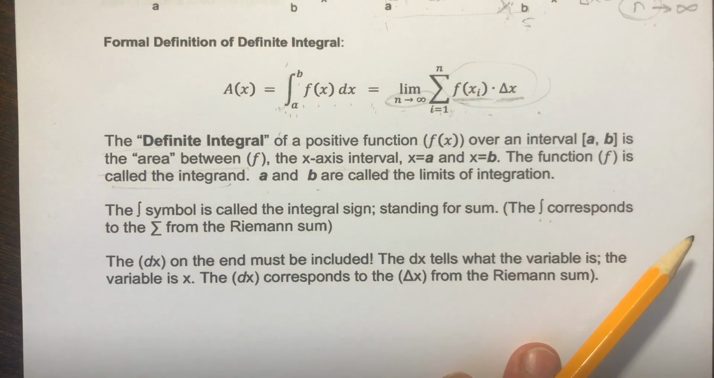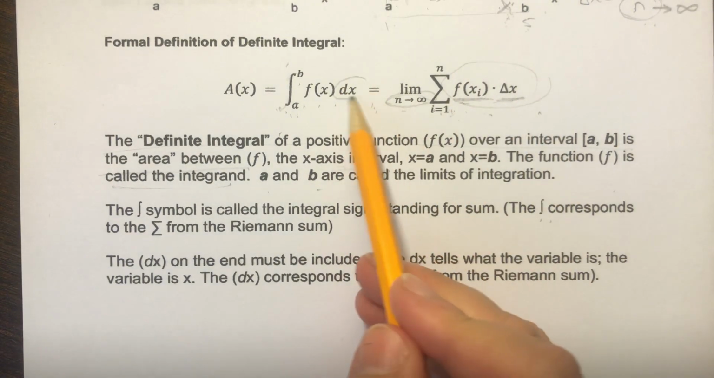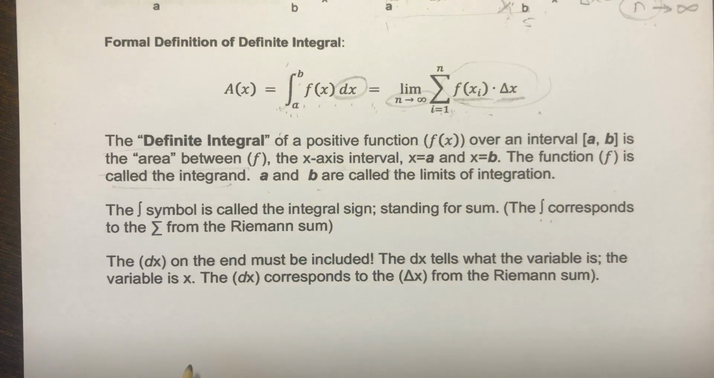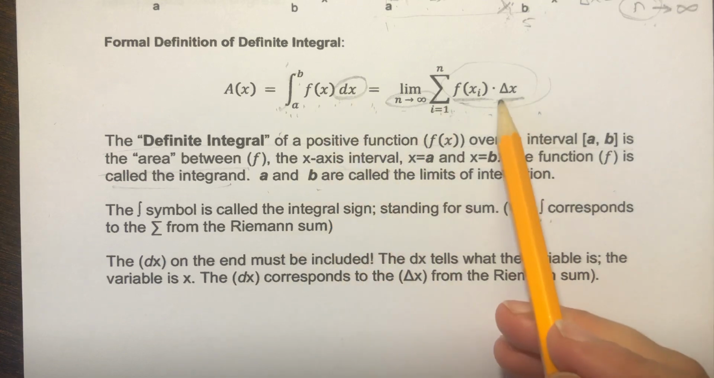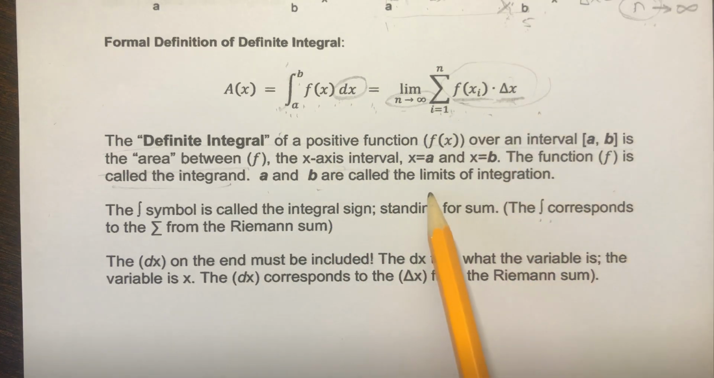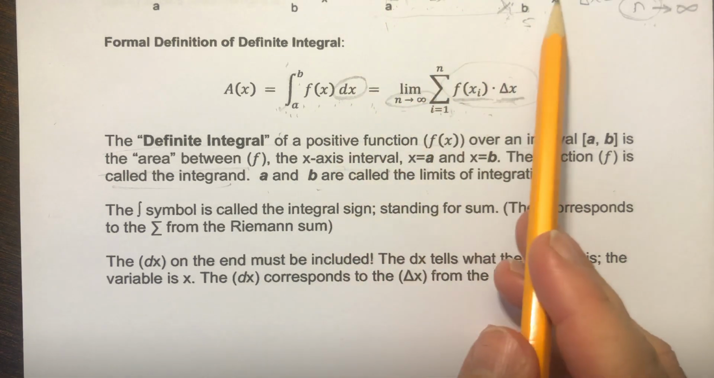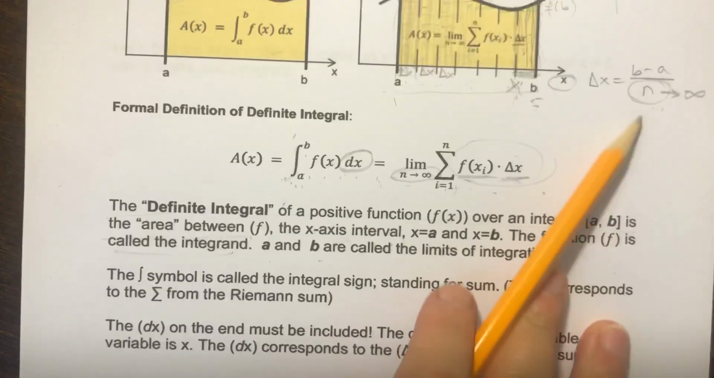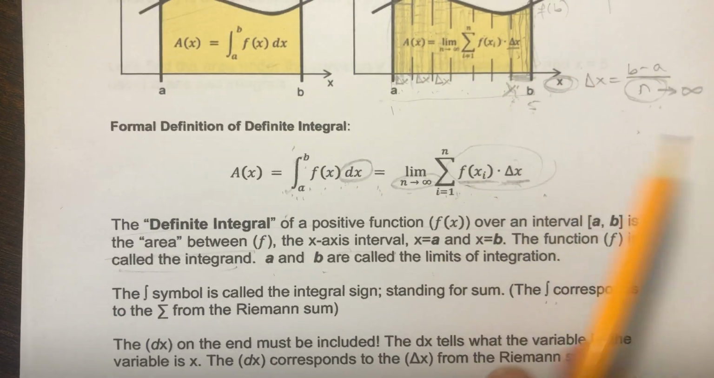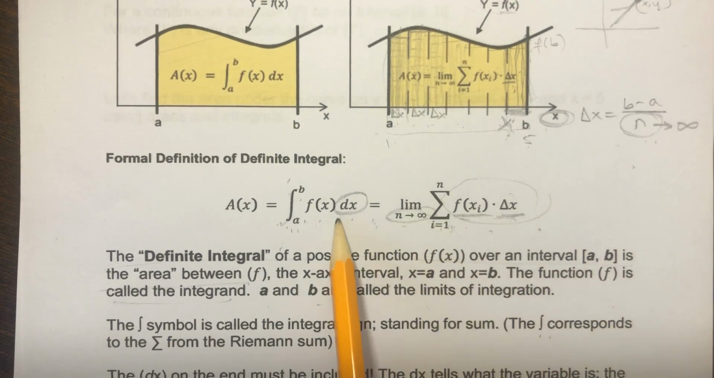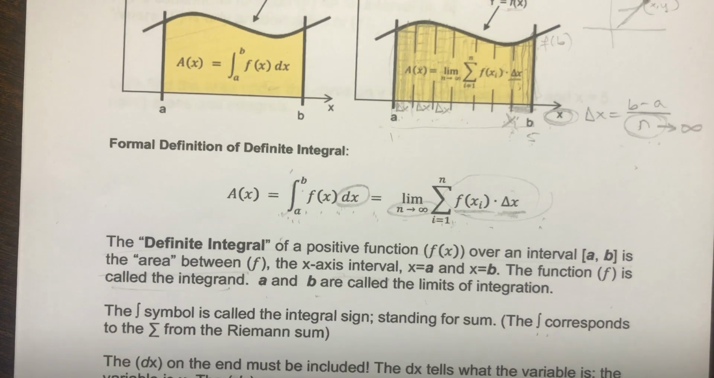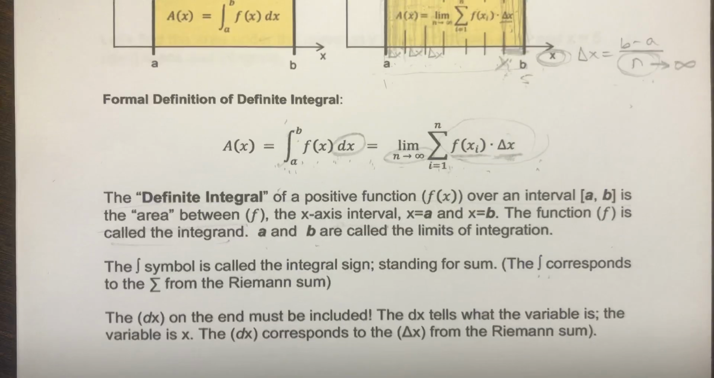Now, where do you think the dx comes from finally in this notation? I said I would mention it later, and now it's time. The dx comes from the delta x, the width of these intervals. That simply tells you x is the variable used in this function. So that's where the dx morphed out of, this delta x width of intervals.